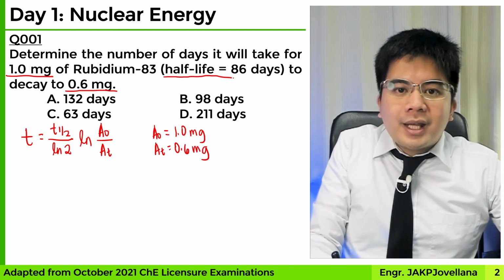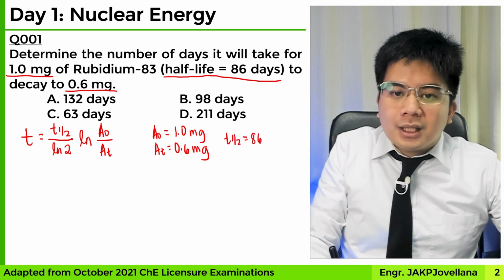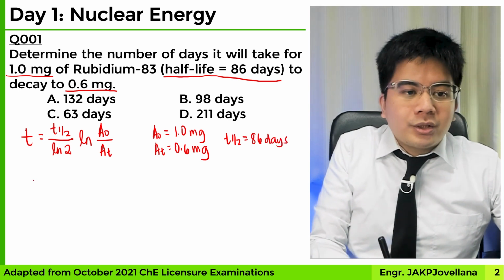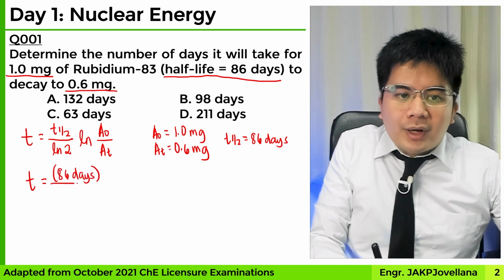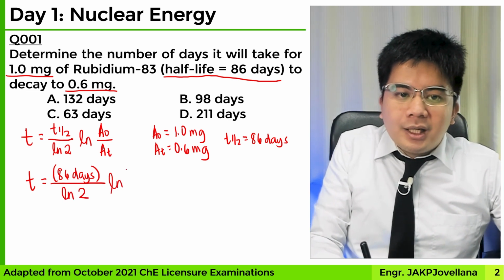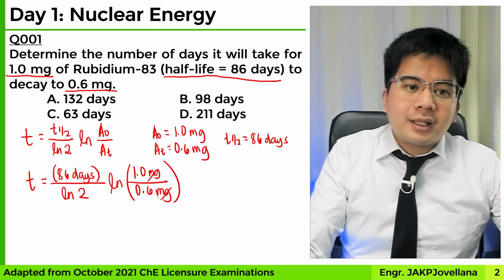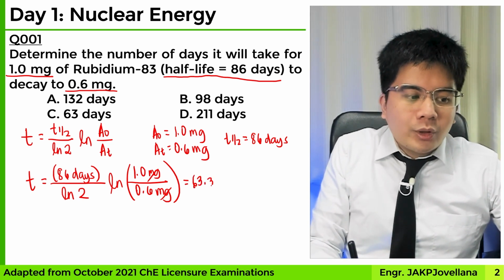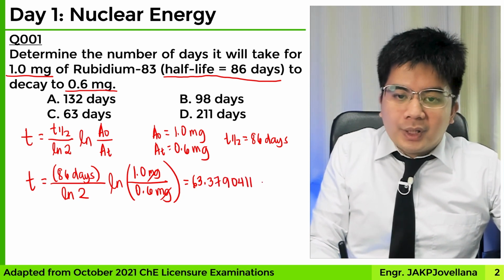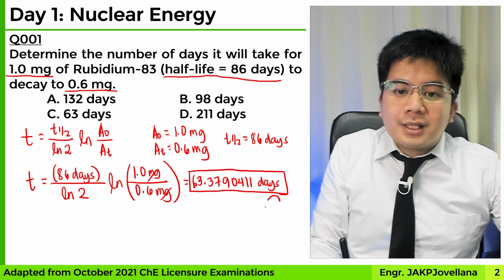From the problem, we are given half-life of 86 days. So we can denote that as t subscript 1/2 as 86 days. Substituting into the equation, time equals half-life, 86 days, divided by ln of 2 times ln of A0, 1.0 milligrams, divided by 0.6 milligrams. So milligrams will cancel, and the time or age is equal to approximately 63.379 days. So from the choices, correct answer is letter C.